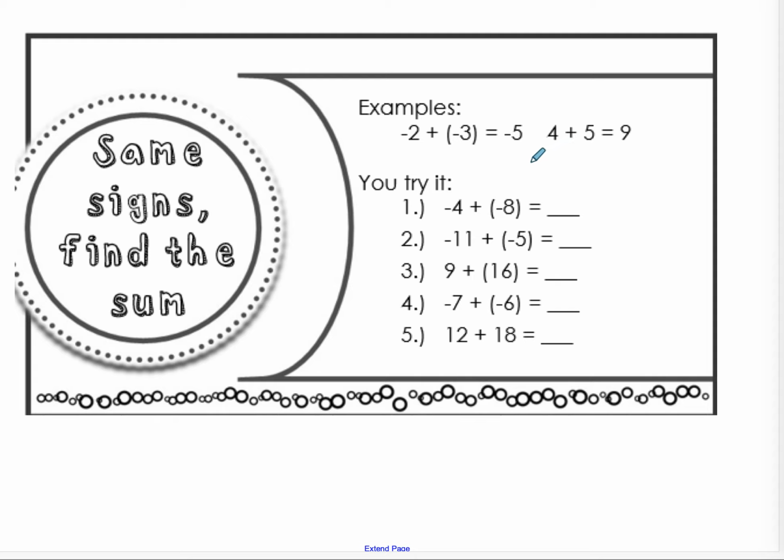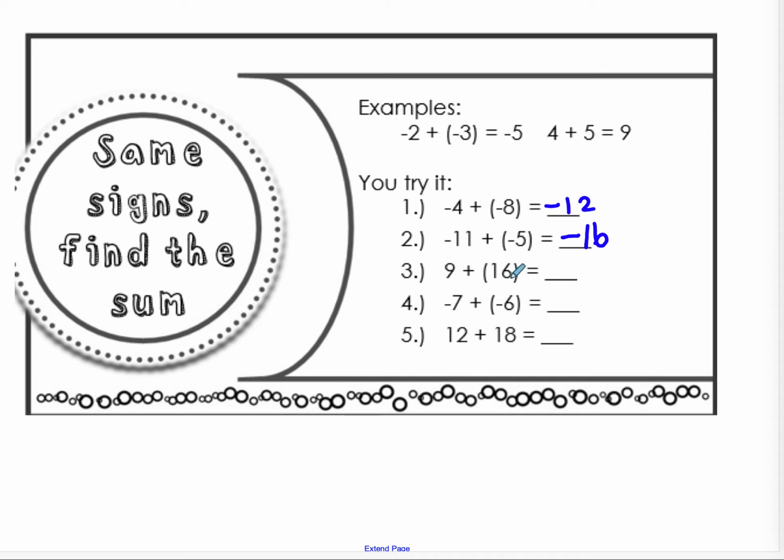Okay, let's check our answers. So for the first one here, I have -4 plus -8. Same signs, find the sum. So I'm just going to add. That is going to give me a -12. For the next one, -11 plus -5. Same signs. We're going to find the sum. Again, I have two negatives, so I'm going to have a negative answer. That one's going to be -16.